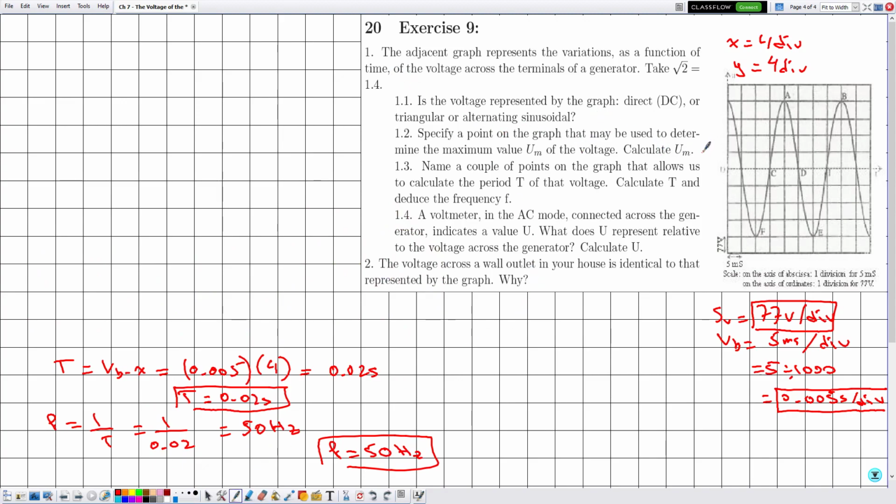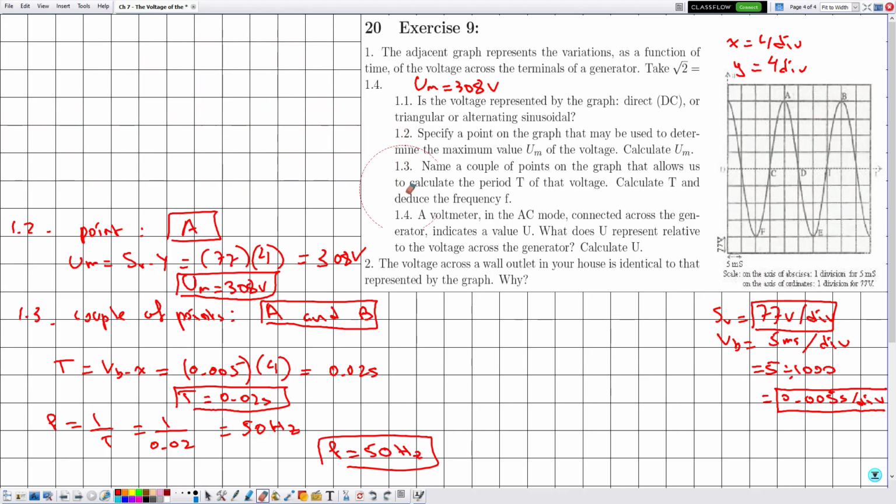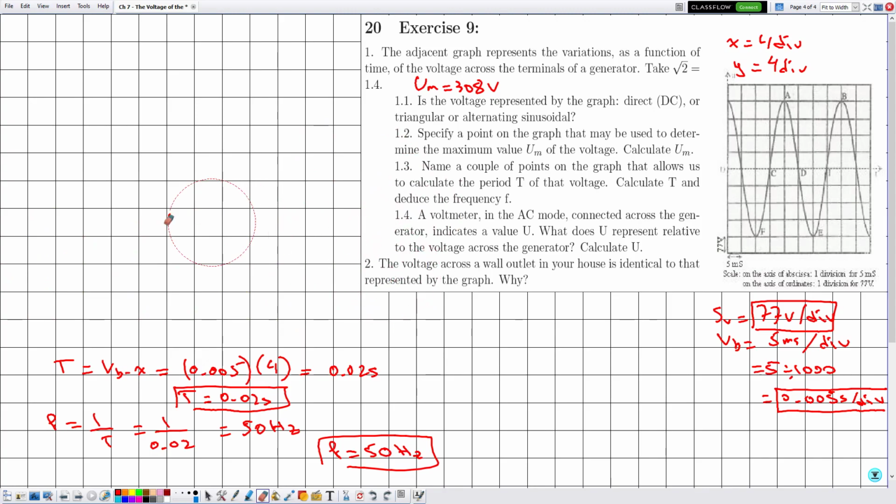Here, let me write that the maximum voltage is given by 308 volts. And the frequency is given by 50 Hertz.